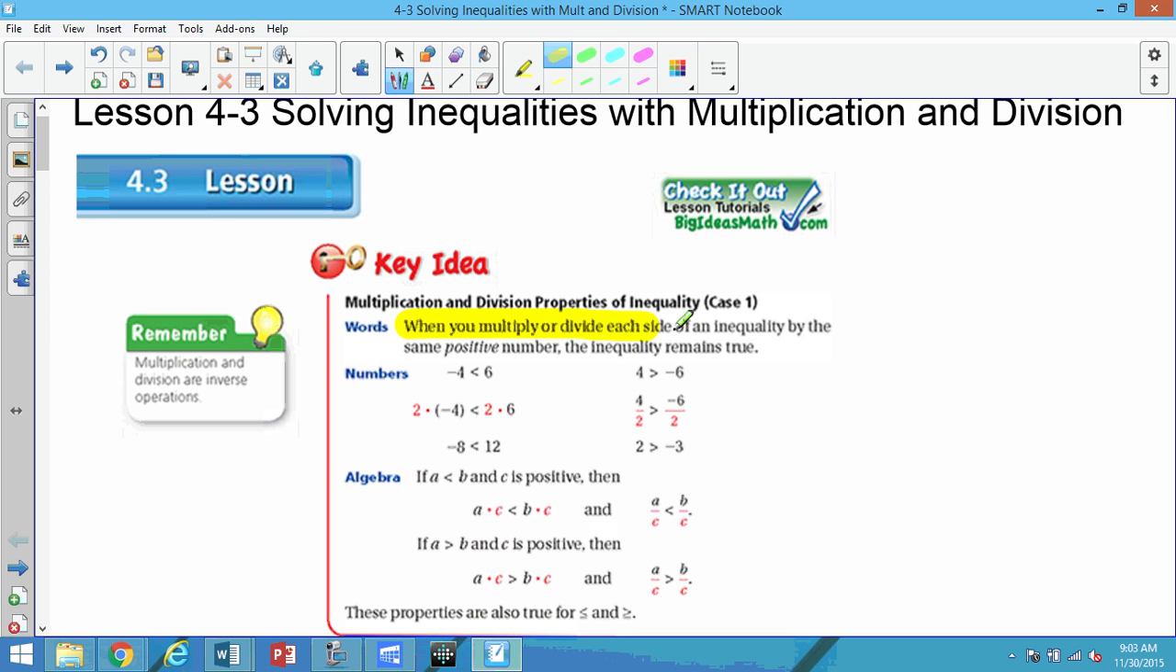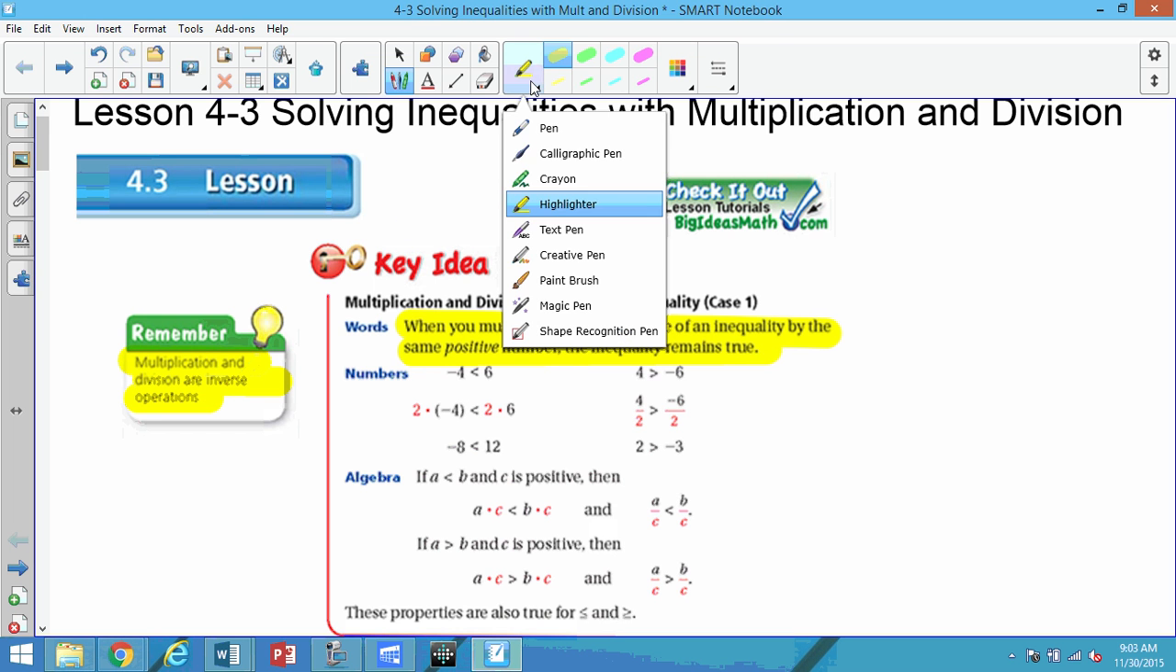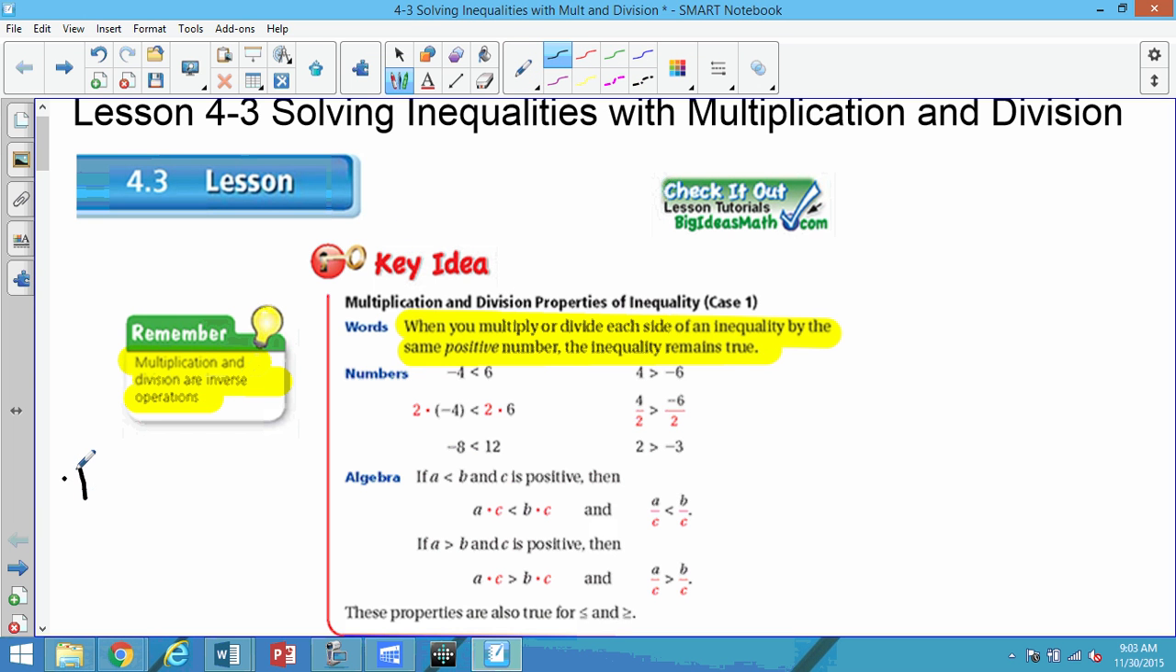So you're going to multiply or divide each side by that same positive number, and then the inequality will remain true. Now we're going to talk a little bit more about what that means, but you are going to do what is over here. Multiplication and division are inverse operations, so you are going to do the inverse and balance your equation or your inequality.